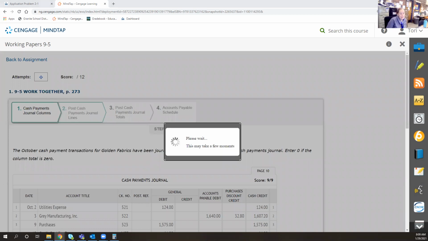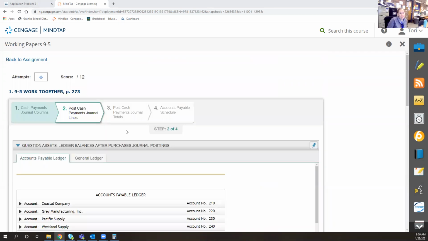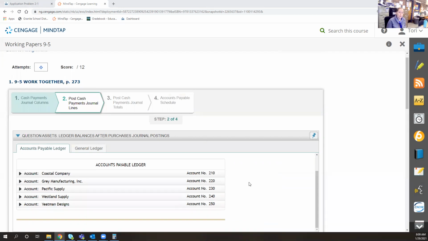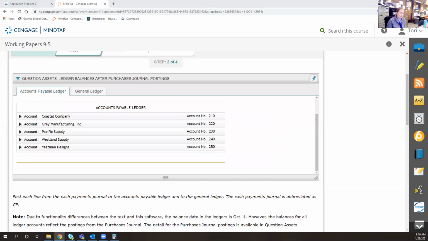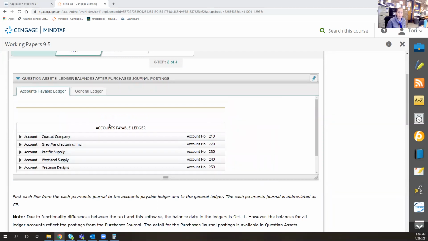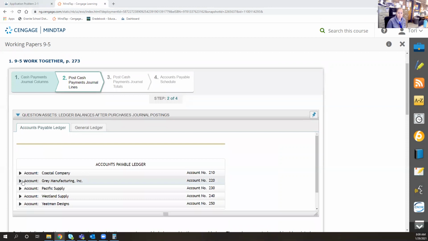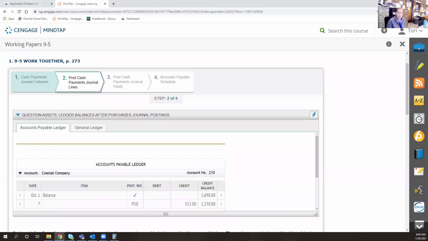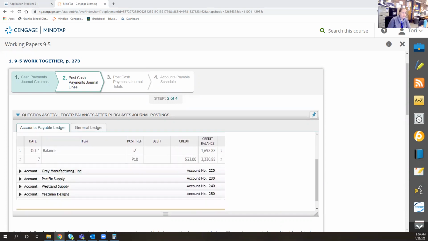Now the next step is exactly what you thought we were going to do. We're going to post just like we always do. We journalize and then we post, right? So we're going to go through each section. The next thing we're going to do is we're going to post to each section.